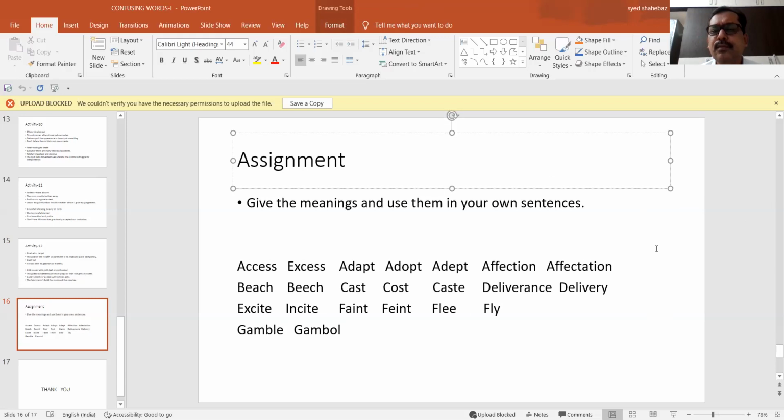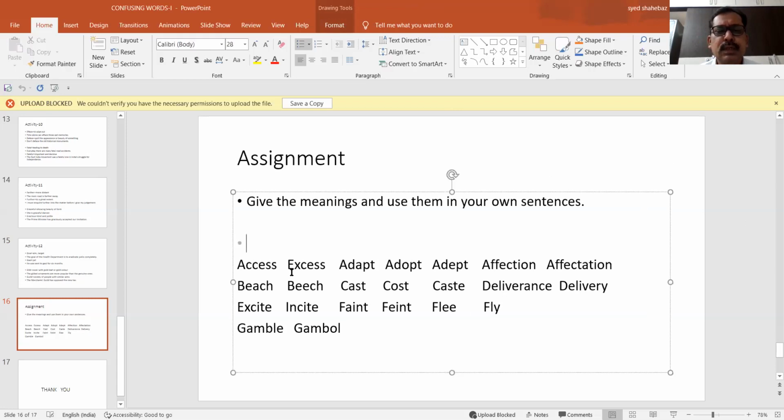So here, the first one is access. Access means approach. I give the meanings of these words. You try to use them in your own words. Access means approach.